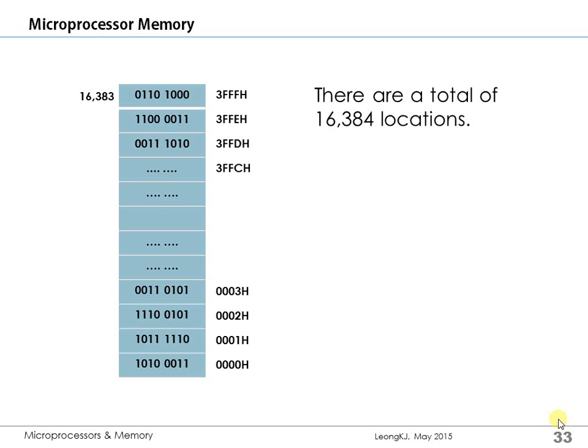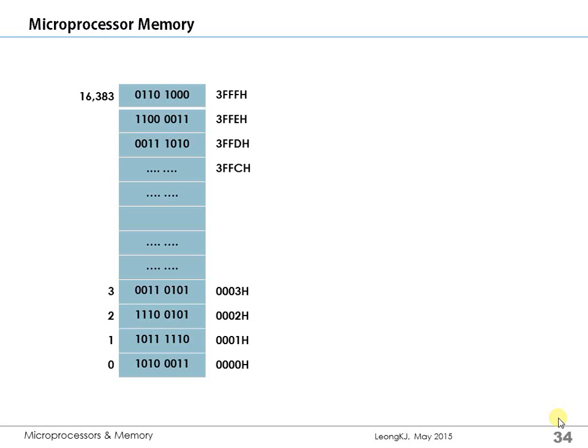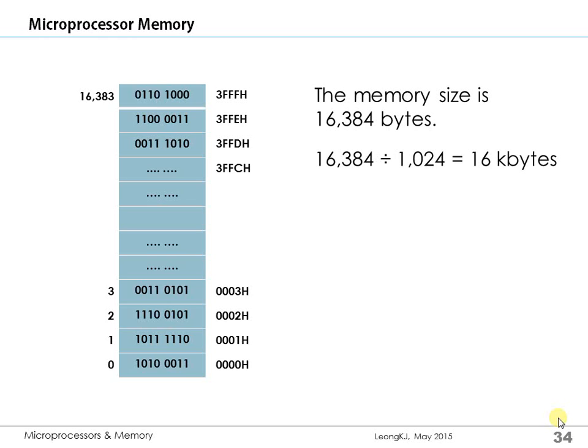There are a total of 16,384 locations. The memory size is 16,384 bytes, or 16 kilobytes.